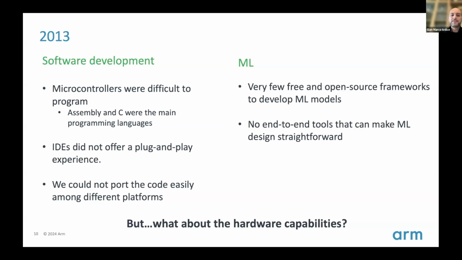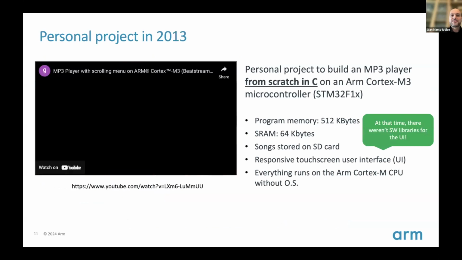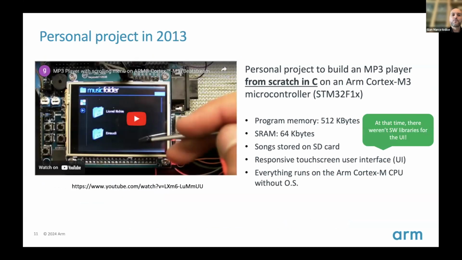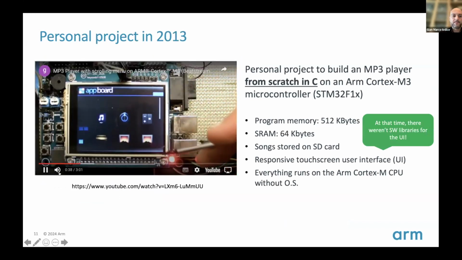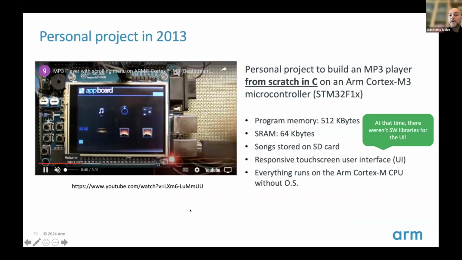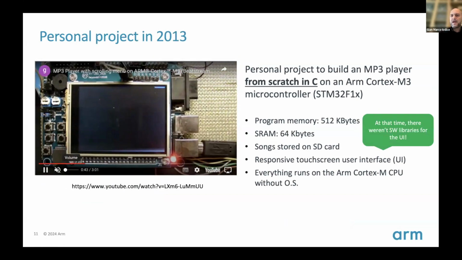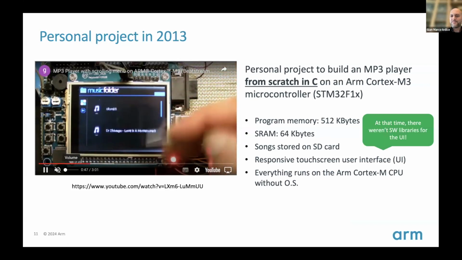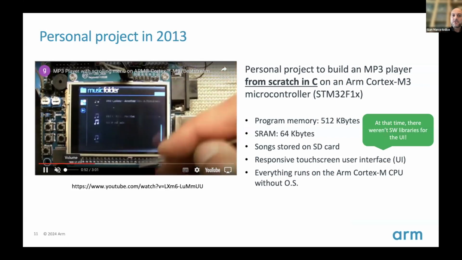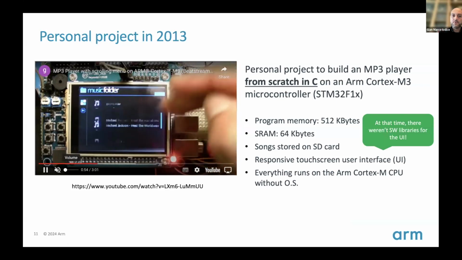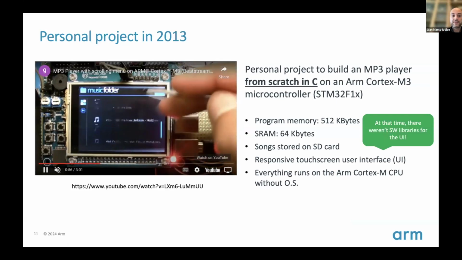But what could we tell about the hardware capabilities? Well, very interesting. I have an example exactly from 2013, and that was a personal project. That was an MP3 player that I built from scratch in C. I cannot say it was a very, very easy task because it was very complex. It involved also a bit of assembly. But as you can see, the UI is quite smooth, right? And I'm talking about 2013.